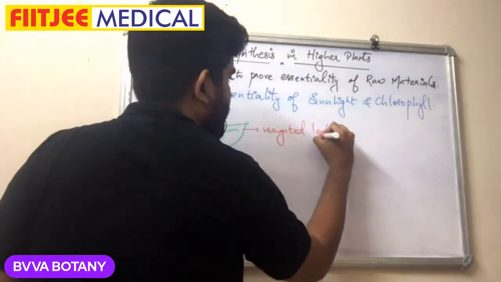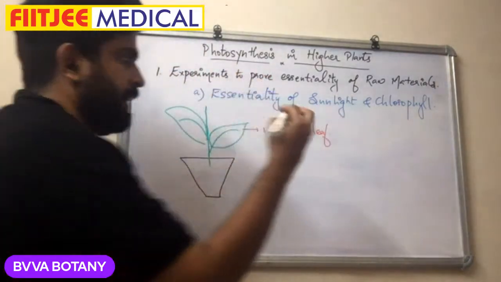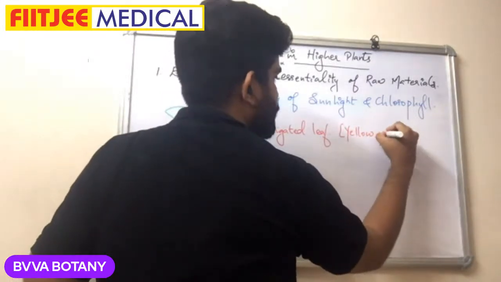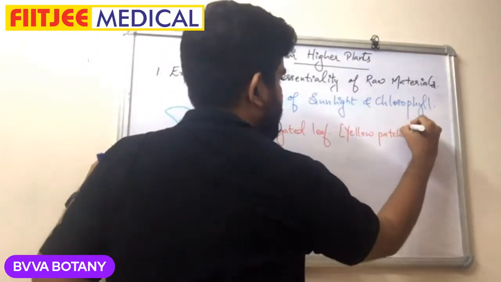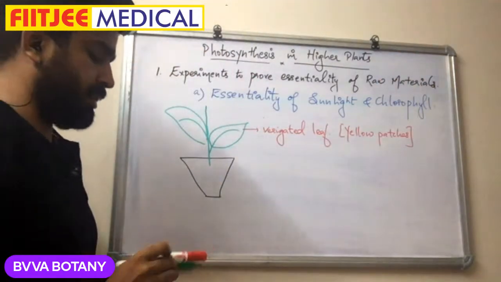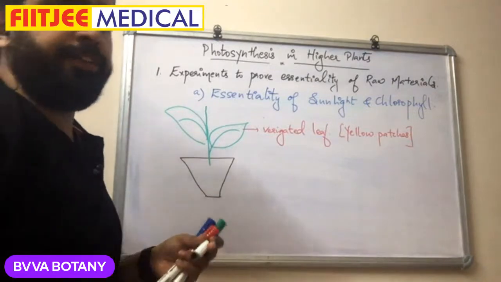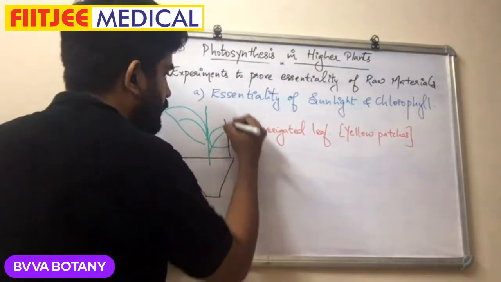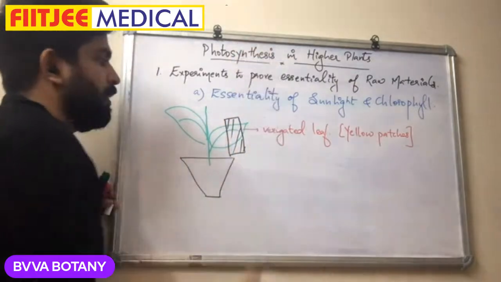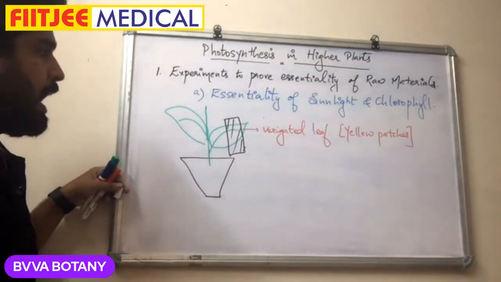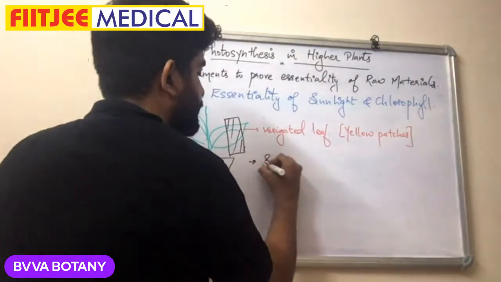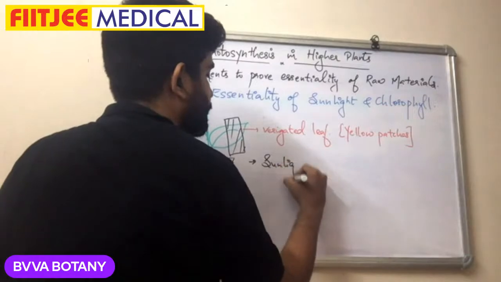What do we understand by a variegated leaf? This leaf has some yellow patches. It is green in color, along with some yellow patches. So what we are doing is, one of the leaves we are covering with a black paper, and this entire experimental setup is illuminated under sunlight.